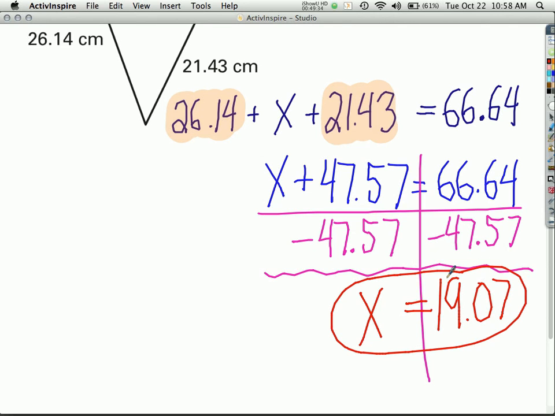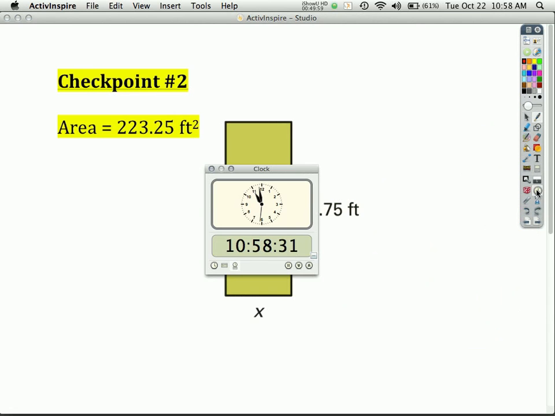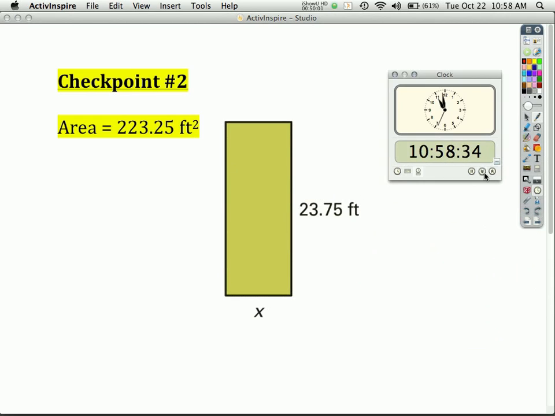Does anyone have any questions on how we did this? Gary? What if you did it 66.64 minus 26.14 plus 21.43? Did you get the same answer? I got the same answer, but I did it different. That's fine. But the idea here today was to be able to set up an equation. So let's see what you can set up with this one. Checkpoint number 2. You got one question, you got 2 minutes.